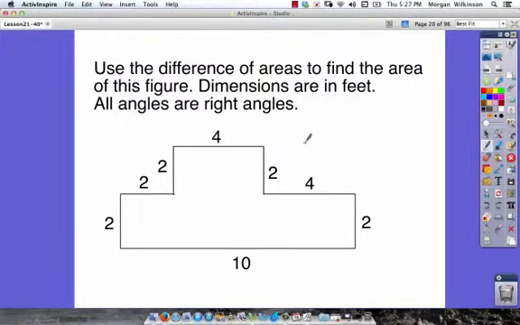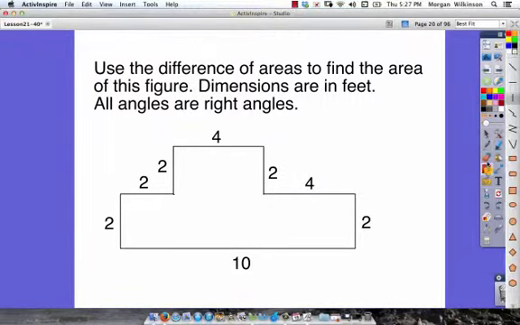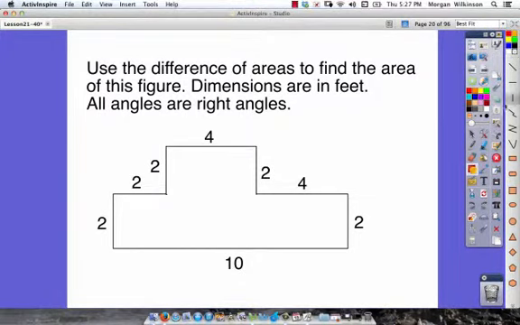Okay, use the difference of areas to find the area of the figure. Dimensions are in feet. All angles are right angles. So let's do what we did before. Let's make this one big rectangle. So we can start from the first corner and go up. We can start from the next corner and go up. And then we can draw horizontal lines. My handwriting is much better when I use the right tool for this. So we've got our lines. That looks good. Let's make this one just a little bit higher so it matches.